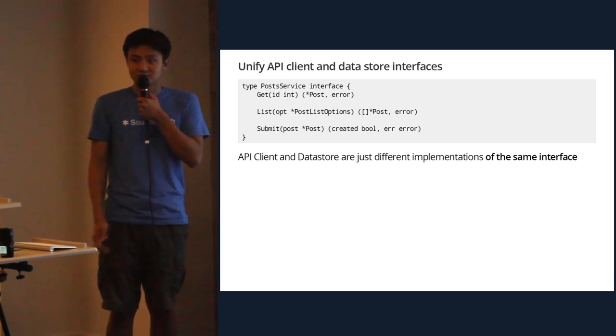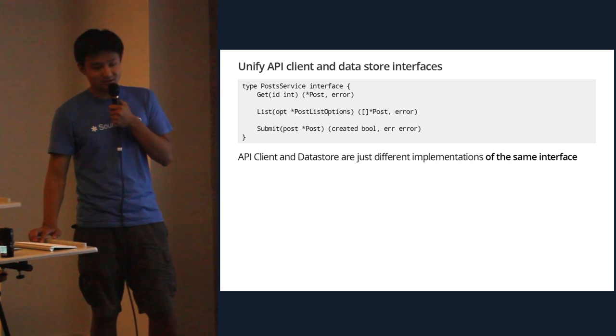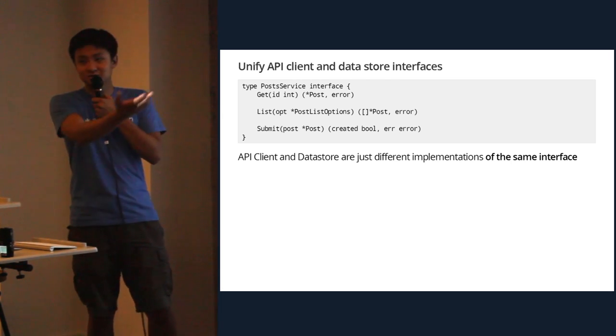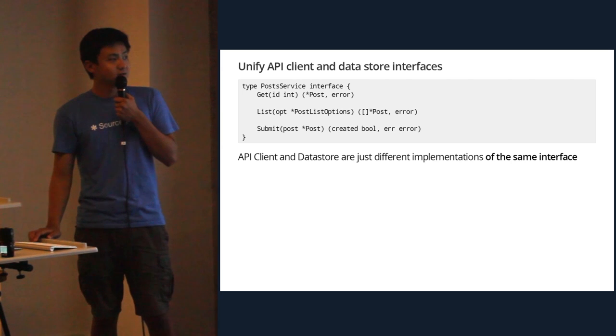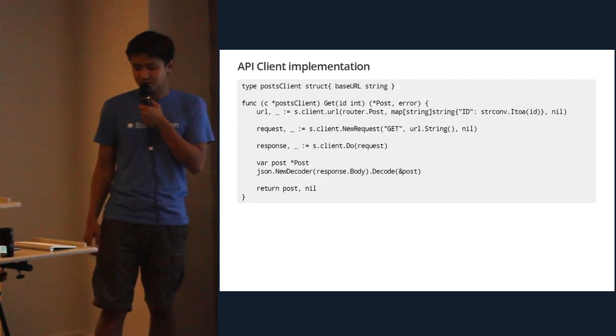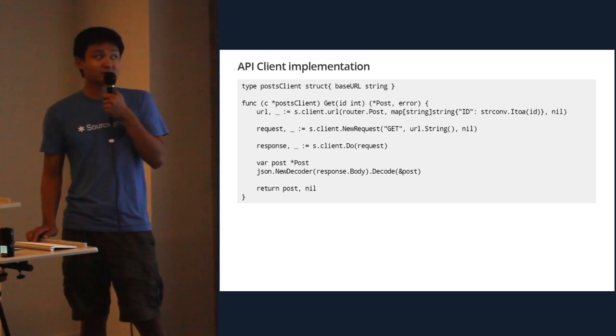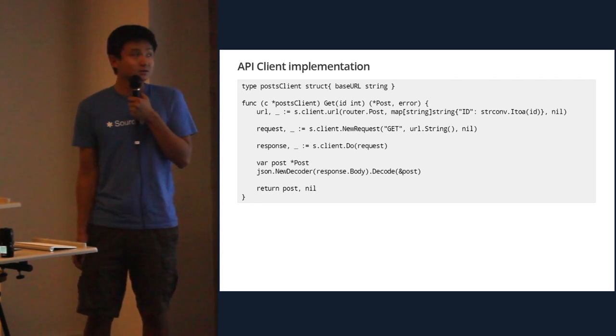Same thing for list and submit, right? And at the web front end layer, it's essentially doing the same thing. It's just going to talk to the API layer instead of talking to the data store, right? So they're the same interface. They just have different implementations. So this is what the implementation of the API client would look like.